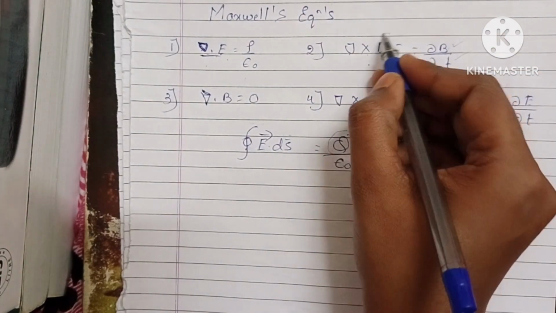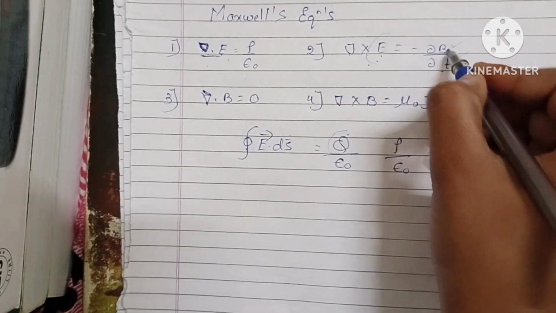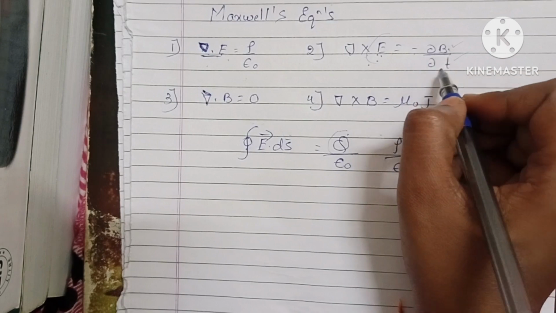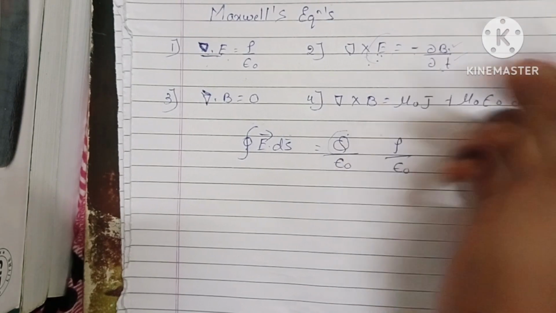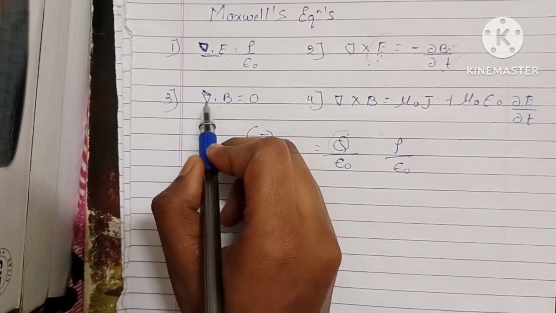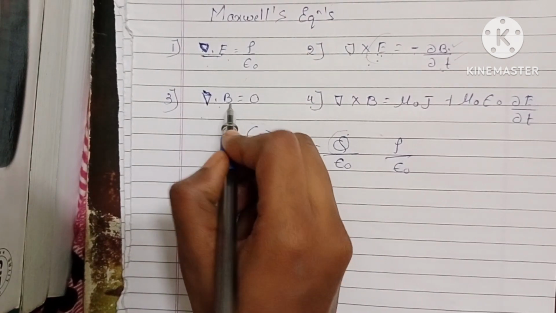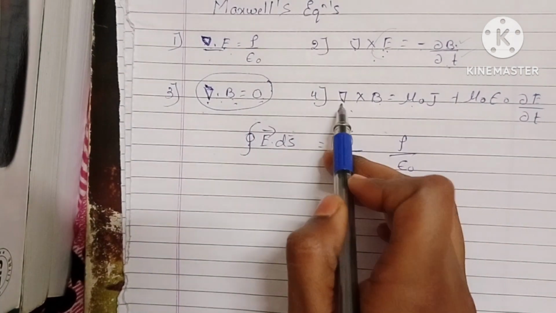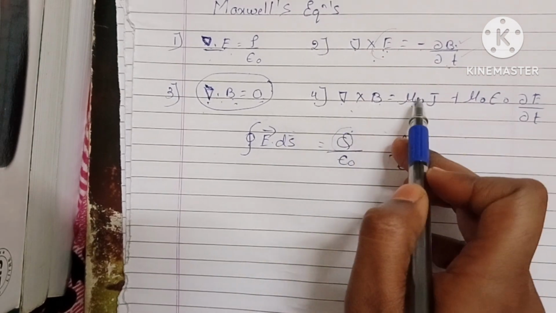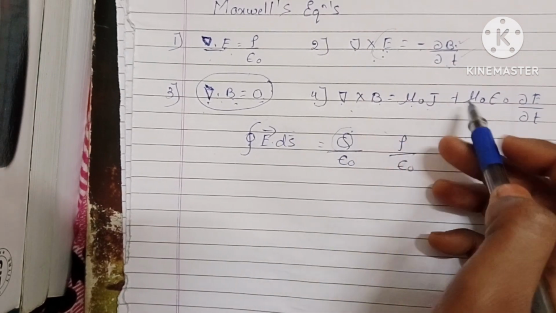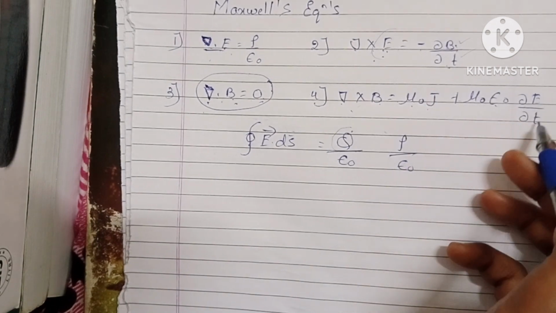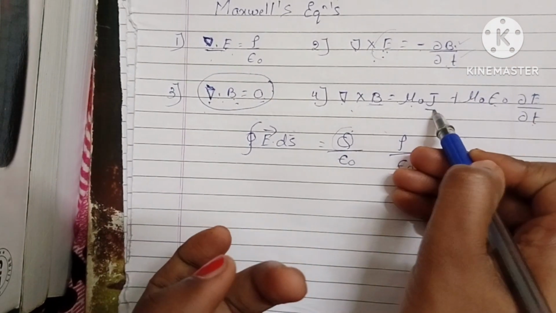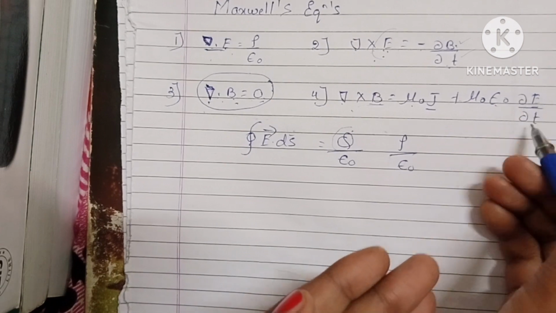So how to remember this? E is the electric field, B is the magnetic field. So curl of E is always equal to the partial differentiation of the magnetic field with the negative sign. And with the third equation, the divergence of the magnetic field is equal to 0. This is very simple. The curl of the magnetic field is equal to mu naught, the permeability of free space, times J, the current density, plus mu naught epsilon naught dou E by dou t. So this magnetic field is a sum of the current density and the partial derivative of the electric field.